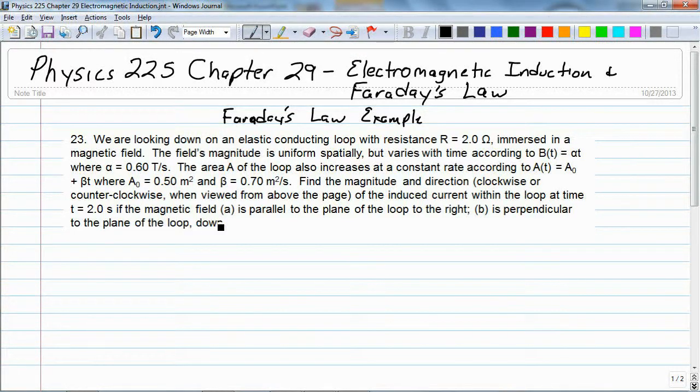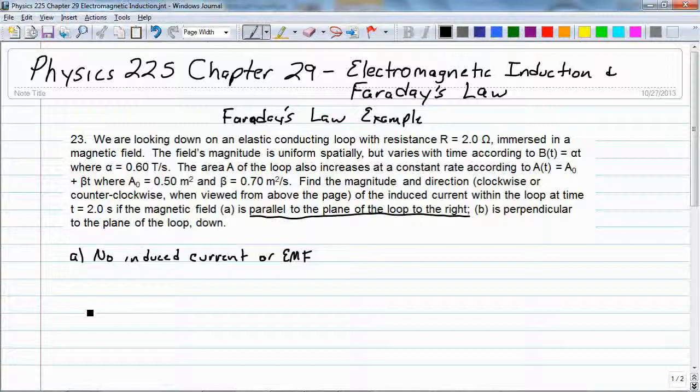Well, for part A, this is very simple. It says the field is parallel to the plane of the loop, to the right. So for A, there is no induced current or induced potential or EMF. I don't really like using that term, but they use it. So that part was easy.